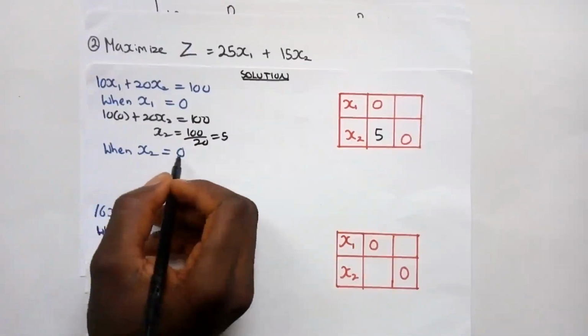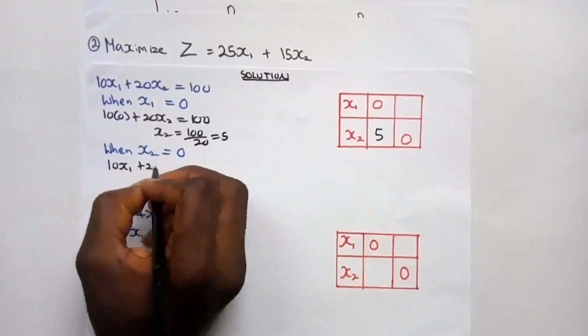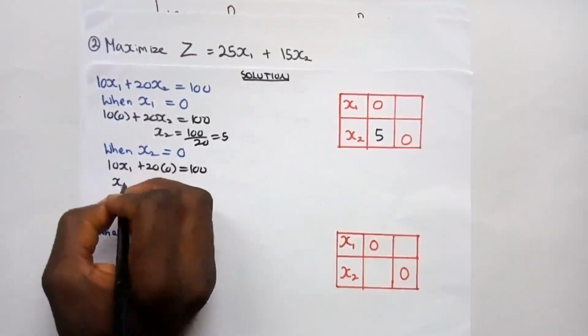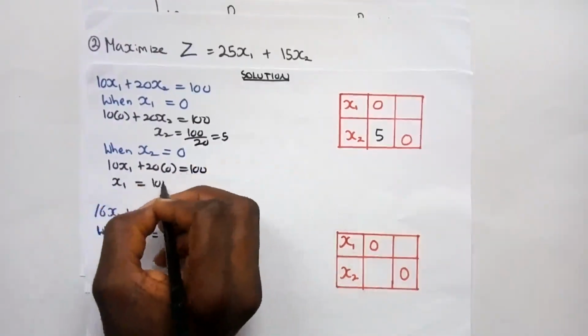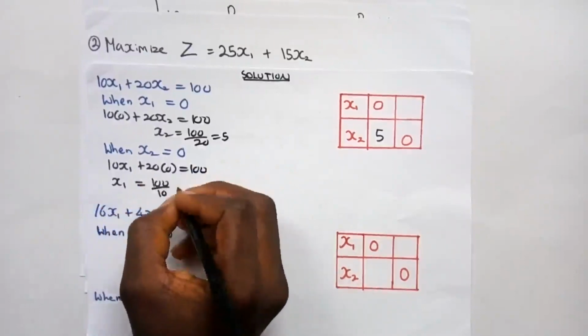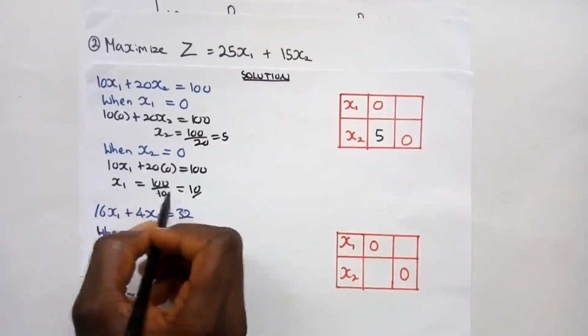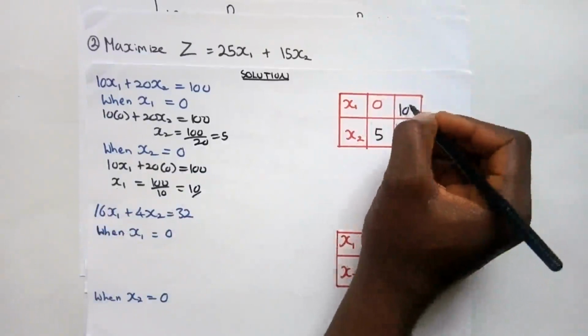When S2 is equal to 0, you want to find S1. 10S1 plus 20 multiplied by 0 is equal to 100. 20 multiplied by 0 is 0. So S1 is equal to 100 divided by 10, which gives us 10. So when S2 is equal to 0, S1 is equal to 10.